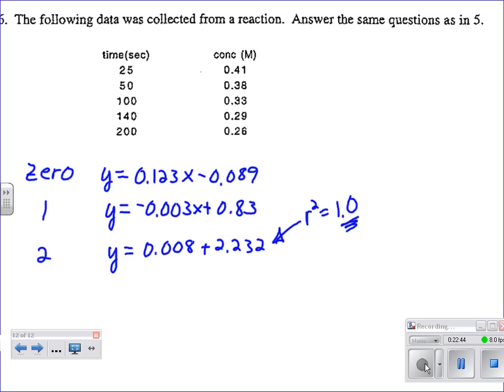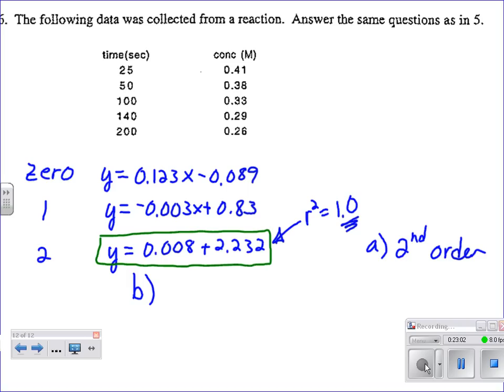So to answer our questions, A, it is second order, and then B, remember question B asks for your rate constant. So if this is the winner right here, in a second order reaction, remember that k is a positive value. So our k value is just that. It's going to be 0.008. And the answer is going to be in units of 1 over molarity times seconds. I'll show you why in a minute.